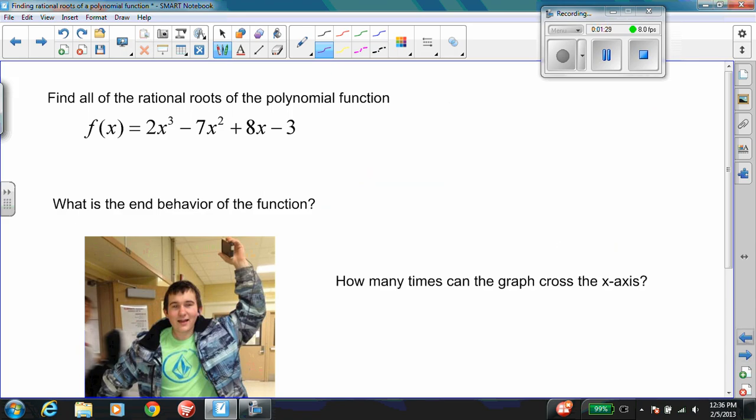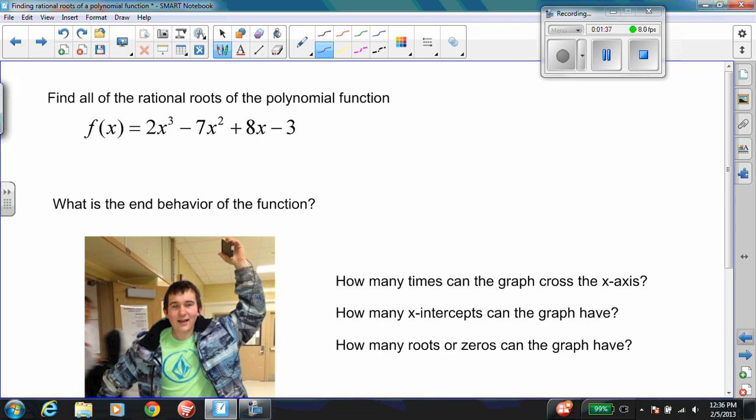So I would need to figure out how many times the graph is going to cross the x-axis, or how many x-intercepts the graph has. Another way to say the same thing is how many roots or how many zeros the graph has. Now remember that my graph looks like this. So depending on where the x-axis is, that'll tell me how many x-intercepts I have.